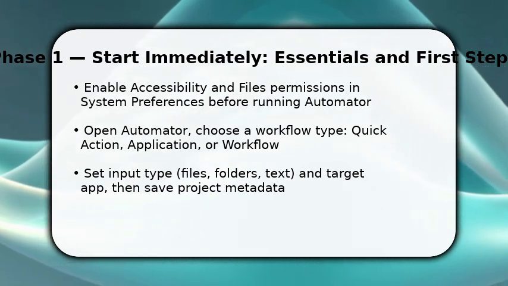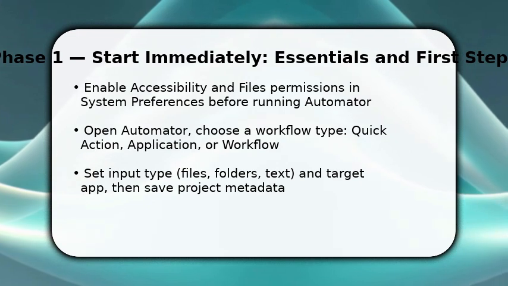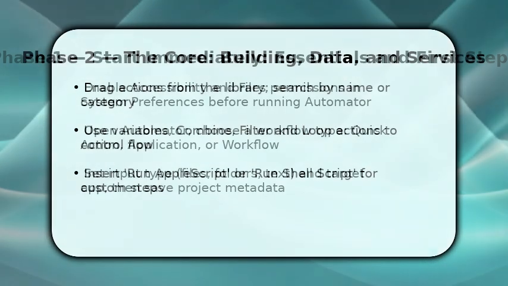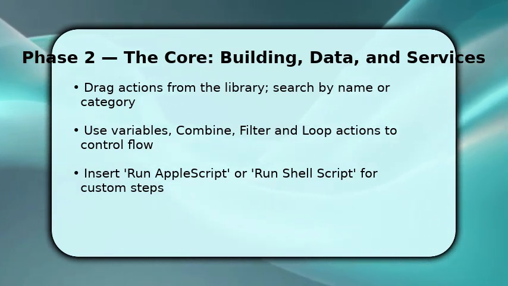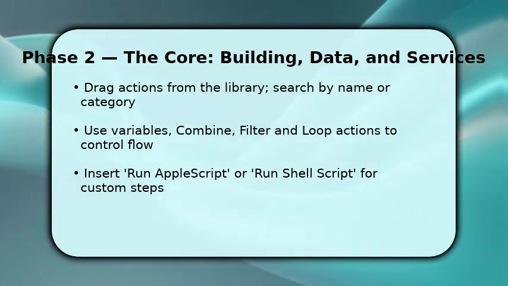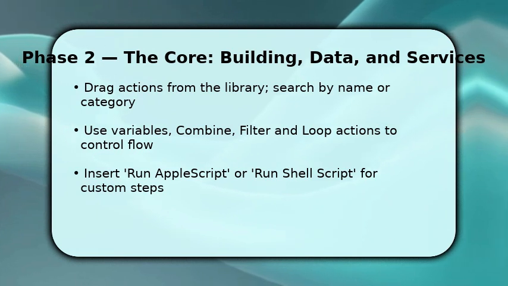You now assemble the workflow by dragging actions from the library into the canvas. Use the search box to find actions fast, then chain them in logical order. For example, get specified Finder items, filter Finder items, then rename Finder items.